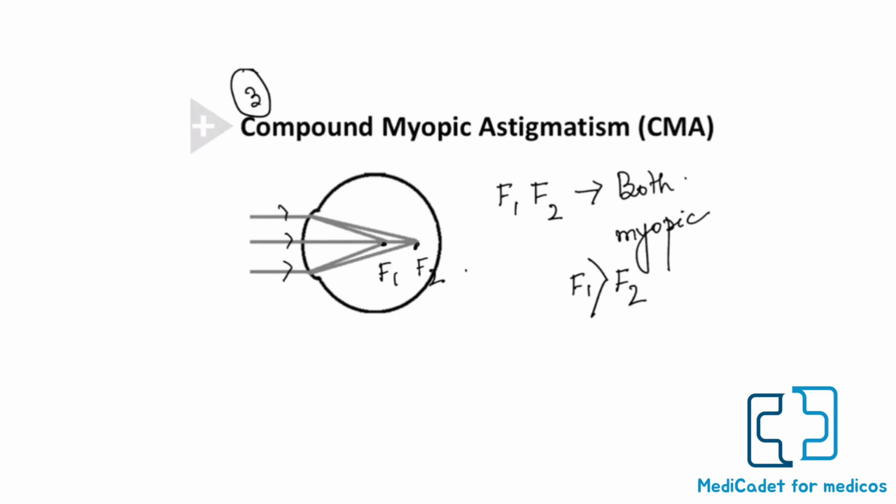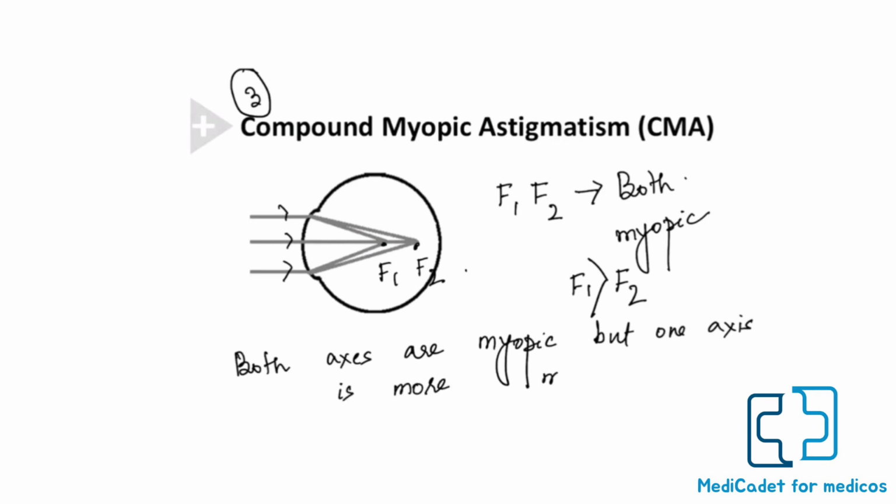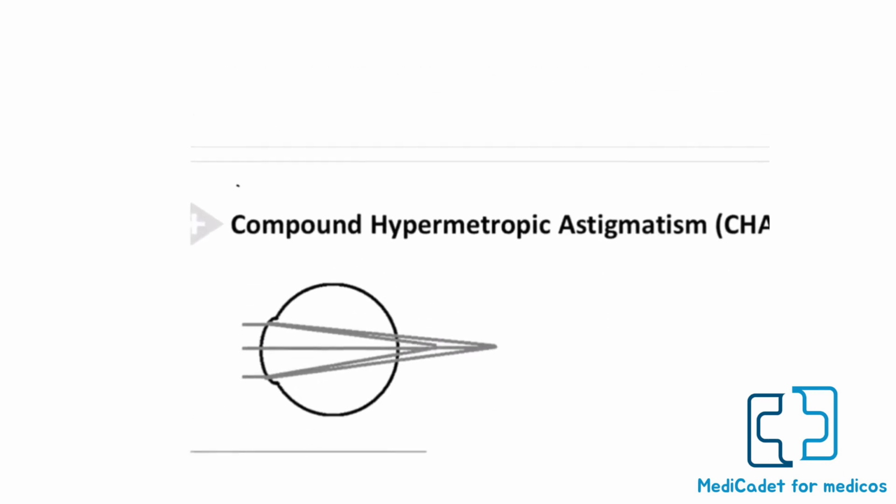So how am I going to define this CMA? So I will write that here both the axes are myopic. So both the axes are defective and both are myopic, but one axis is more myopic than the other. So this is called as CMA or compound myopic astigmatism. Now you can understand from common sense what will be CHA. So what is CHA? Compound hypermetropic astigmatism.